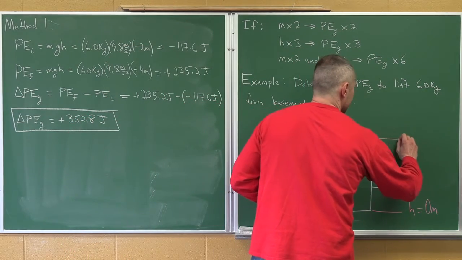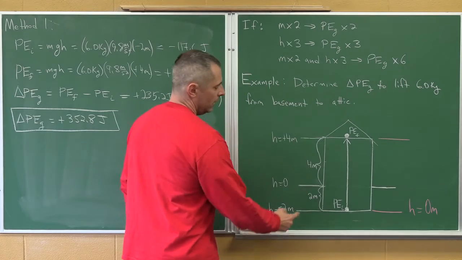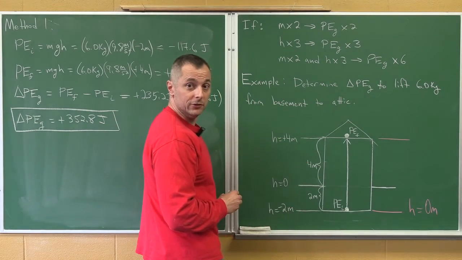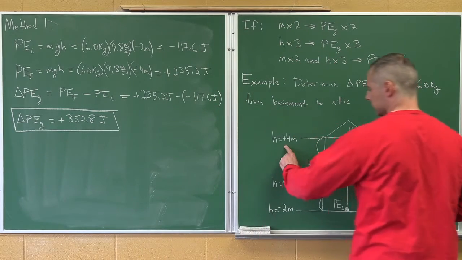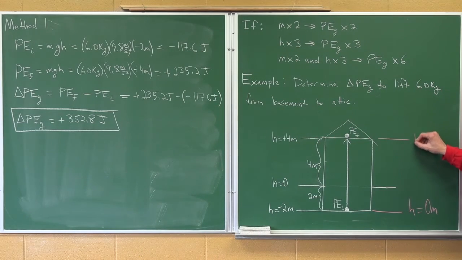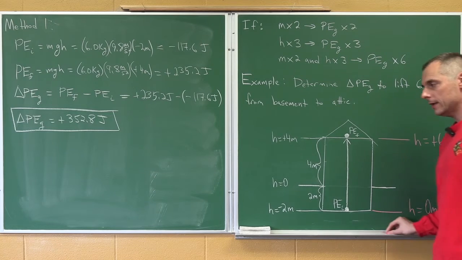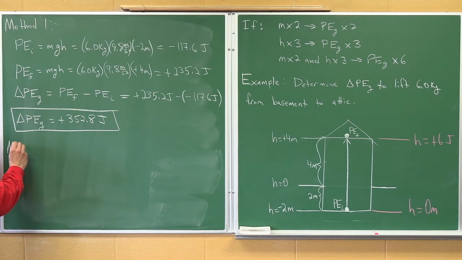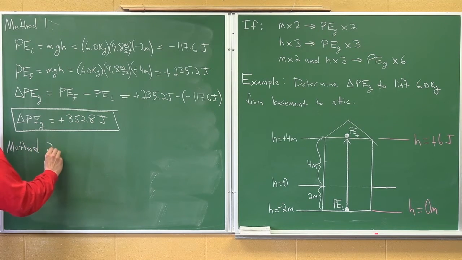That makes the attic a total of 6 meters above 0 meters. So now the attic is no longer +4, it's got to be +6. And let's resolve with that new way of looking at the same problem.